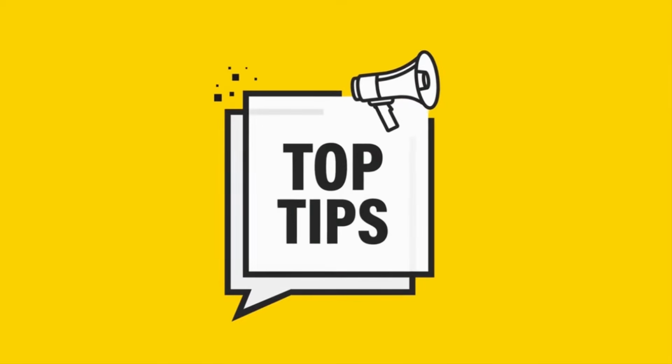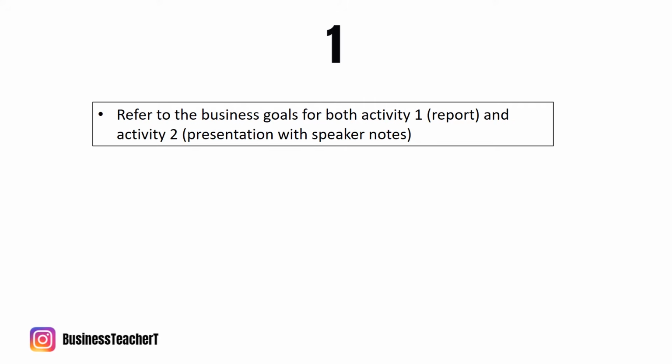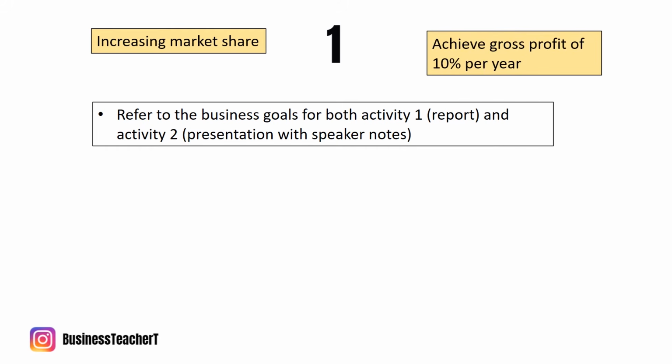Here are some tips on what you should know before you sit the Unit 6 assessment. Tip number 1. Business goals depend on the case study. Here are some examples of business goals in general. They differ for each case study.